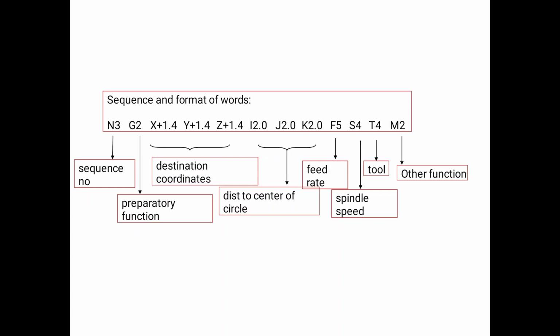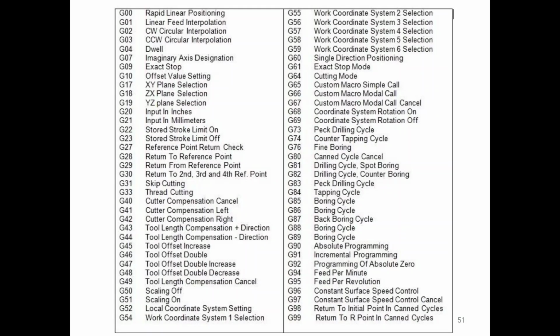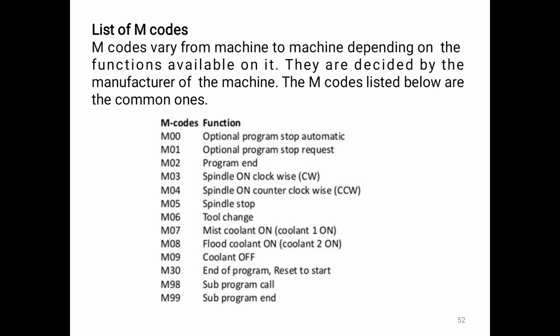The sample sequence and format of a word: N3 is the sequence number, G2 is a preparatory function, X, Y, Z designate coordinates, and I, J, K designate the center of the circle. F is the feed rate, S is the spindle speed, T is the tool number, and M is for other functions. Some standard G codes are shown in the figure. The list of M codes is shown in the figure.